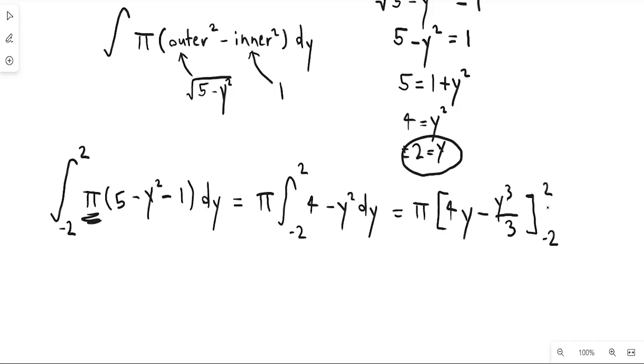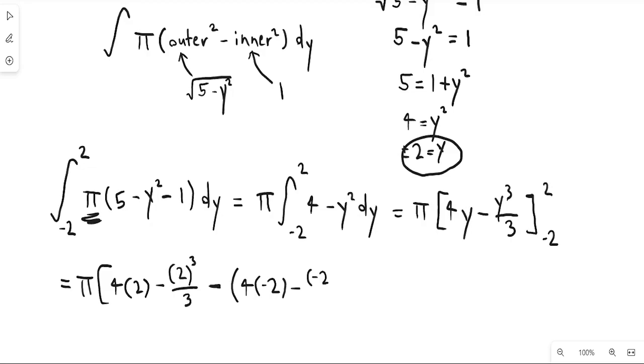Okay, and then if I evaluate this over my different bounds, first of all, 4y when y is equal to 2. So I'm going to have 4 times 2, and then minus 2 to the third over 3. And then remember, we want to subtract, and then we want to evaluate at the lower bound. So we want to evaluate at the lower bound of -2. So that's going to give me 4 times -2. And then I'm going to subtract -2 to the third over 3.